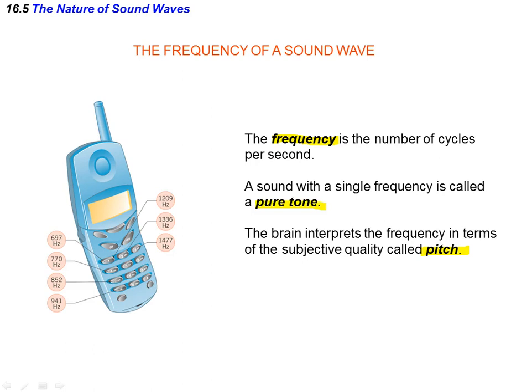Now, typically, most sounds that we hear are complex. Even sounds from an instrument are going to be complex. There are going to be several frequencies and several waveforms superimposed on top of each other. However, if we have, say, a tuning fork or just a single tone, that will be of one frequency.